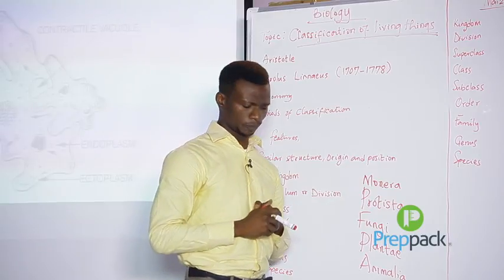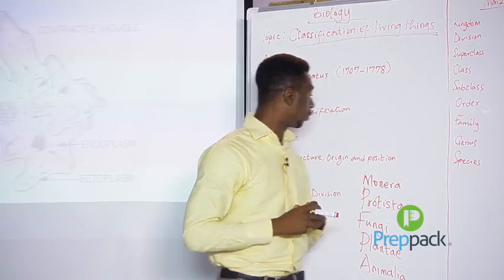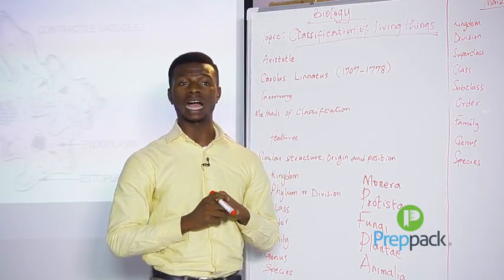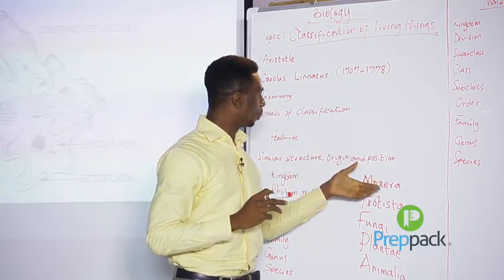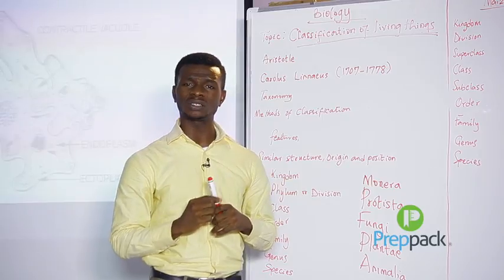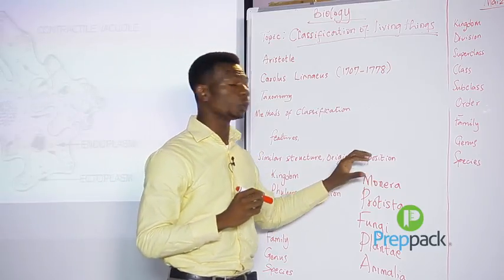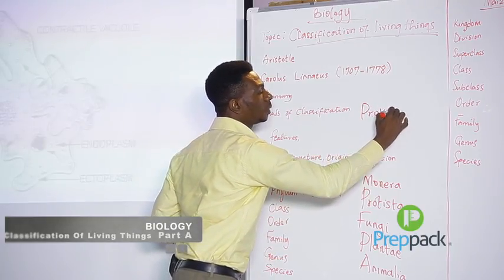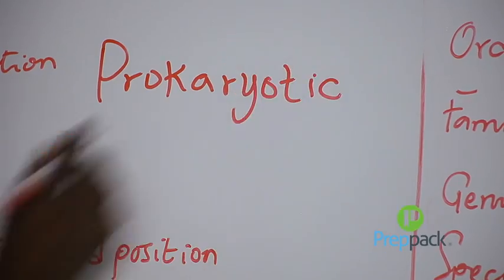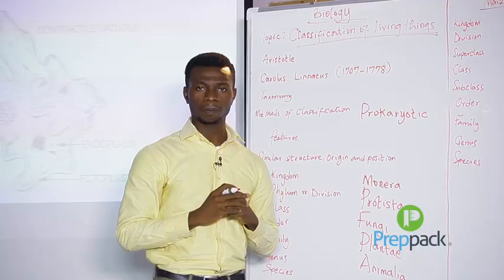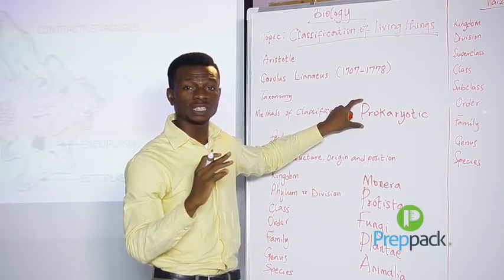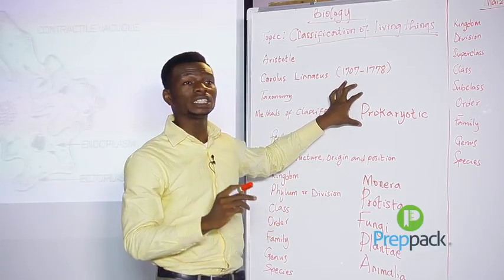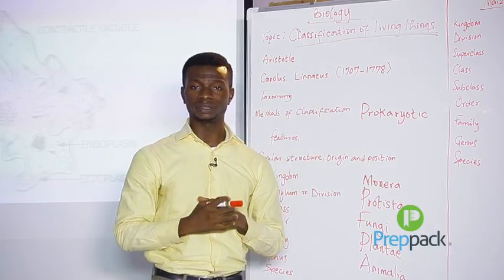Let us take kingdom Monera. The representative examples of organisms in the kingdom Monera are the bacteria and the blue-green algae. Bacteria is a single-celled, unicellular organism that is said to be what? Prokaryotic. What do we mean when we say prokaryotic? It simply means that it does not have a definite nucleus. If it does not have a definite nucleus, it means that the nucleus is not bounded by a nuclear membrane.